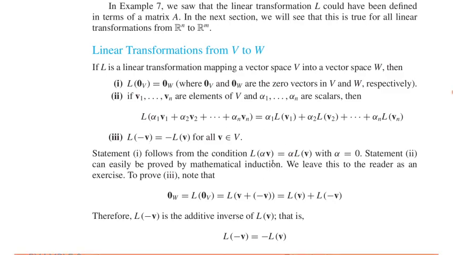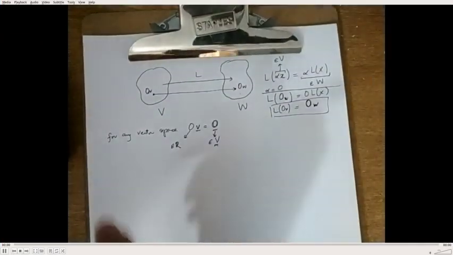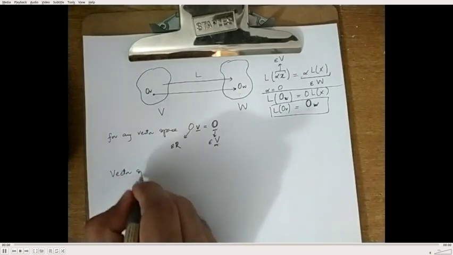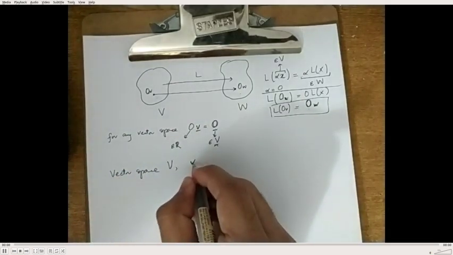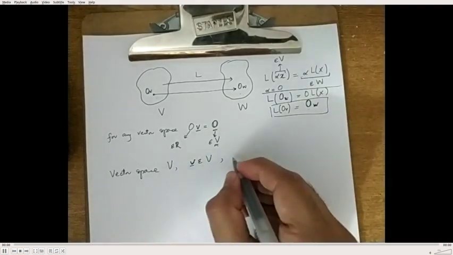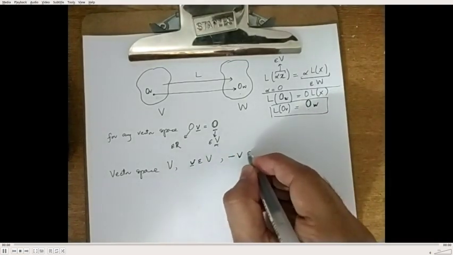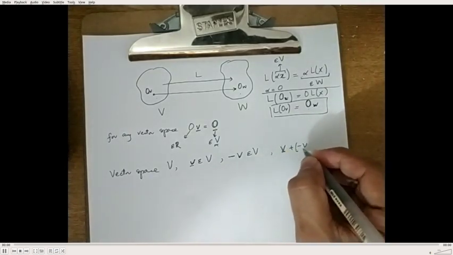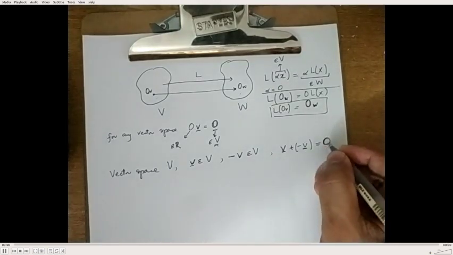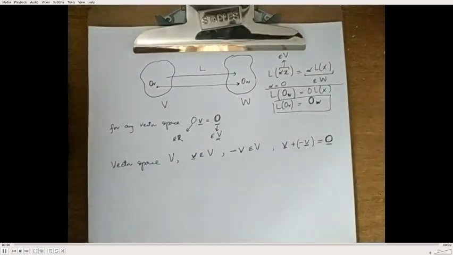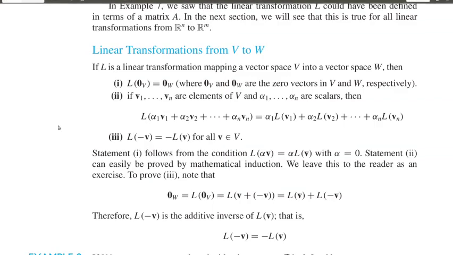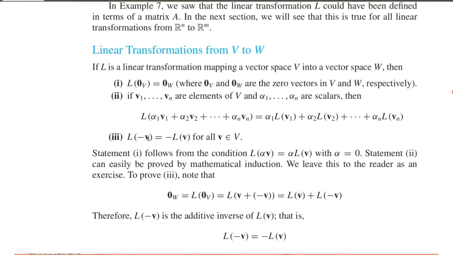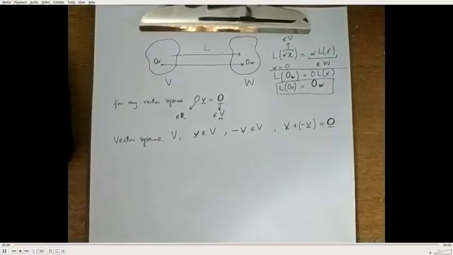Notice that for vector space V, if the small vector V belongs to V, then there exists the additive inverse in V such that if you add vector V to its additive inverse, the result is going to be the 0 vector. And so what you've shown is the following, that the additive inverse of the vector is mapped onto the additive inverse of the image of the vector. So that's also important to note.